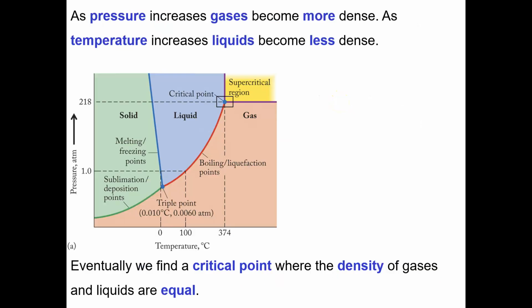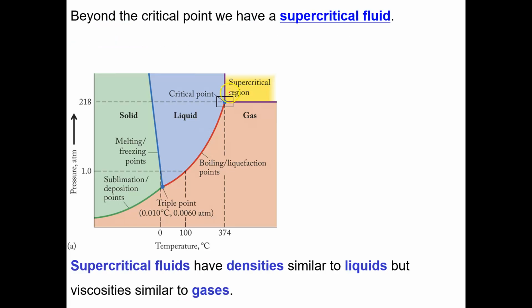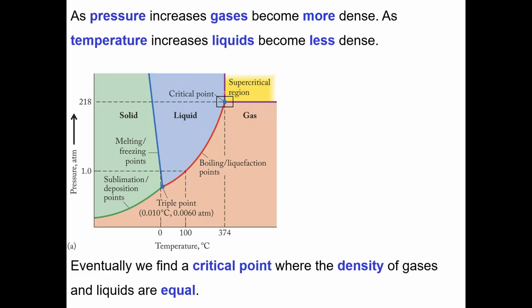Okay, so we have one last point that it would be nice to look at, which is this point at the end of the line that separates liquid from gases, that's labeled as the critical point. So it's important to realize that as we increase pressure, gases become more dense, and as we increase temperature, liquids become less dense. So eventually you get to a point called the critical point, where the density of gases and liquids are equal. So beyond this point, we enter into what's called the supercritical region.